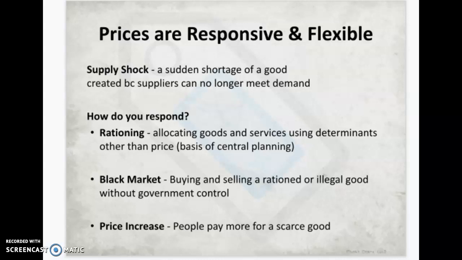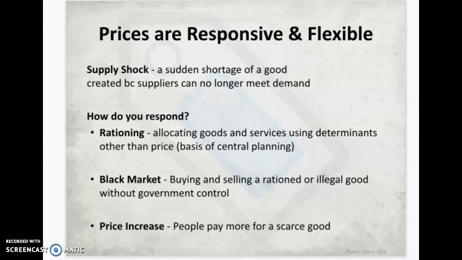And rationing is a system where we allocate goods and services using some other criteria than price. So we might allocate goods and services using the determinants, so something else other than price. Typically, rationing is the basis of central planning. Remember, central planning was that economic system that falls very closely to command. So rationing has been used at times in U.S. history. We saw this in Russia when there was a shortage of food. The command system rationed their food.